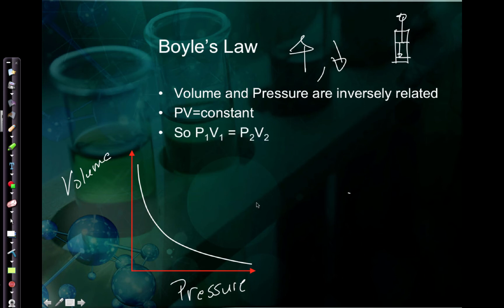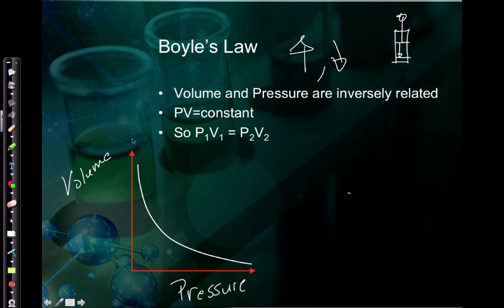which really means that if I take an initial pressure and an initial volume, multiply them together, I should get the same number if I take a new pressure and multiply it by the new volume. So this is Boyle's law right here. And the 1 would be initial, the 2 would be the final. So if I change one variable, I can figure out what the other variable will be.